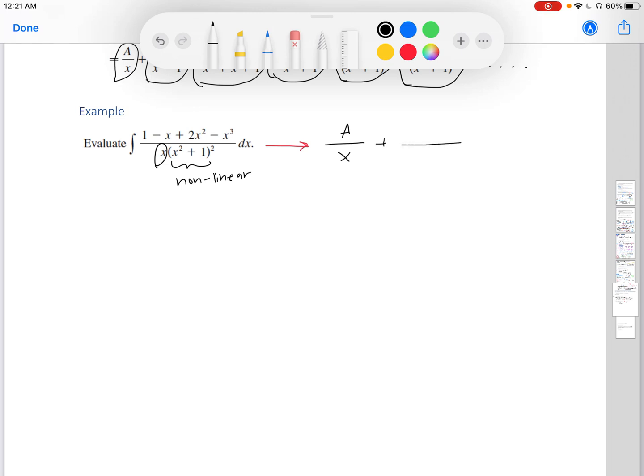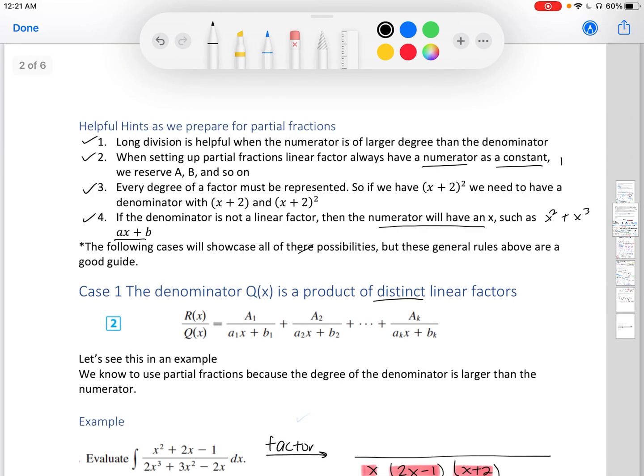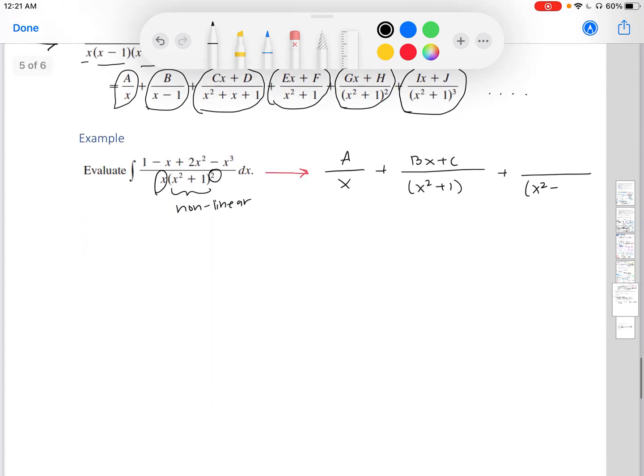We need to have that first copy. So we have x squared plus 1, Bx plus C. And now we need another copy since it's squared. We have x squared plus 1 squared. And since it's nonlinear, we need a nonlinear numerator. So we have Dx plus E.